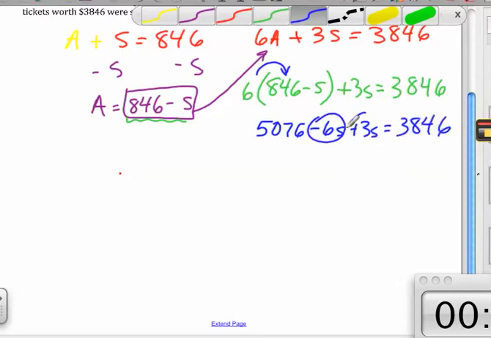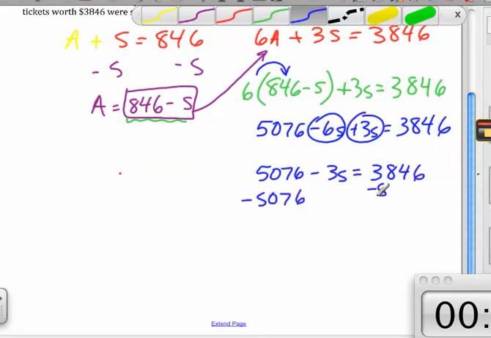I need to combine like terms. So I'm going to get 5,076 minus 3S is equal to 3,846. I need to subtract 5,076 from both sides. So help me out. What is that? Negative 3S is equal to, help me out, guys, negative 1,230. And then divide both sides by, I'm sorry, this is negative 3S. Okay, divide by negative 3.